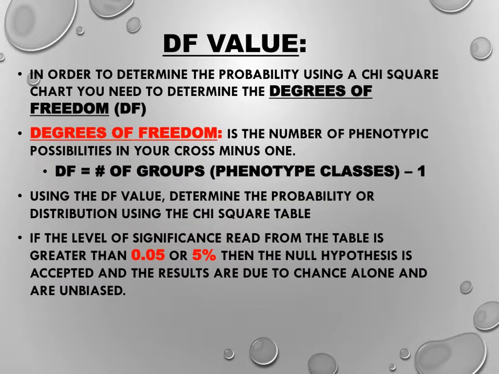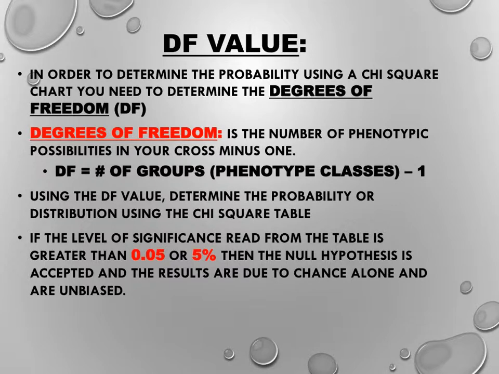So once you've gone through and you've calculated a chi-square value, you're then going to want to compare your chi-square value to something. That's how we determine if the analysis is going to support your null hypothesis or if it's not going to support your null hypothesis. So instead of having you commit a bunch of numbers to memory, everything is placed in what we call a probability chart or a chi-square chart for you to use.